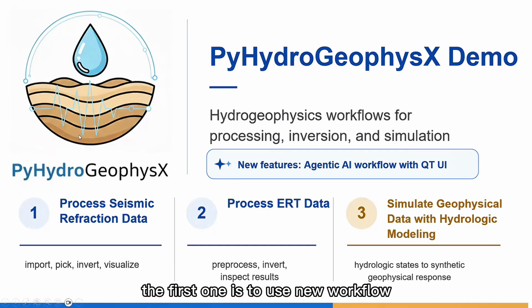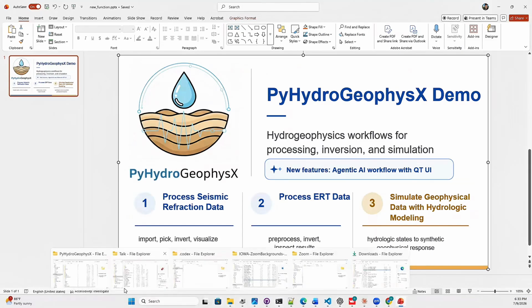The first one is to use the new workflow to process seismic refraction data, and the second one is to process ERT data. And the last one is how we can use the new function to simulate geophysical measurements with hydrological modeling. So let's go to our package.